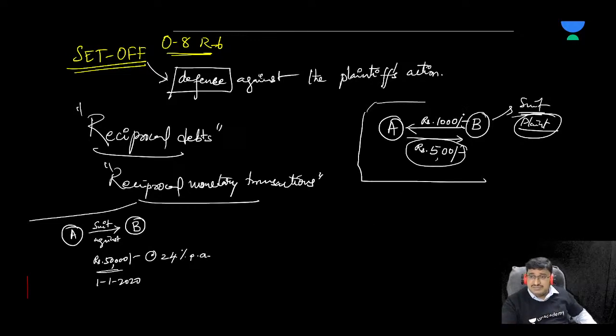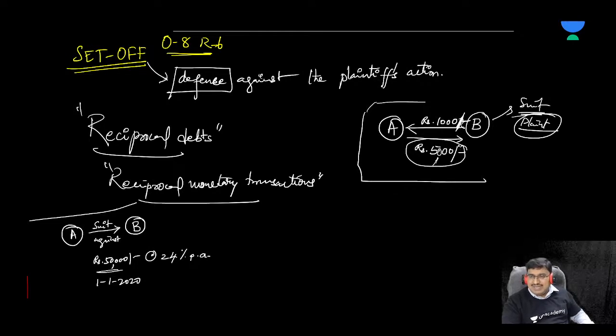Now, if the jurisdiction of a court to entertain a particular case, here the monetary jurisdiction, is limited, for example, Mr. B has filed a suit against Mr. A for recovery of 1,000 rupees only, but Mr. A has instituted a counterclaim by way of set off for 5,000 rupees.